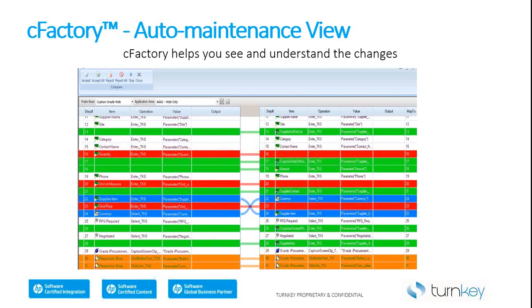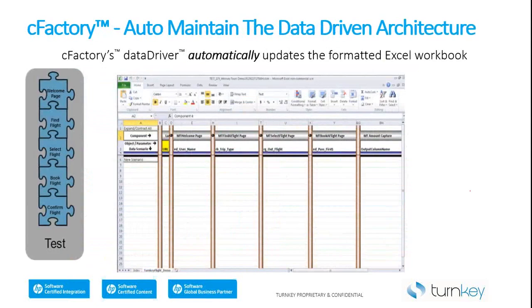Now, the other thing that we do that's pretty cool is we're going to auto-maintain the data-driven architecture. We're going to automatically update the formatted Excel workbook that's associated with that test. So once you've accepted that, say a field has been added, field's been removed, whatever it is that's changed, the workbook will have automatically been updated so that when your user goes in to run tests or to build new scenarios, it already reflects the new functionality in the as-built application. So all that's done automatically for you. We find that in the field, practically speaking, this reduces the maintenance effort by 80 to 90%.